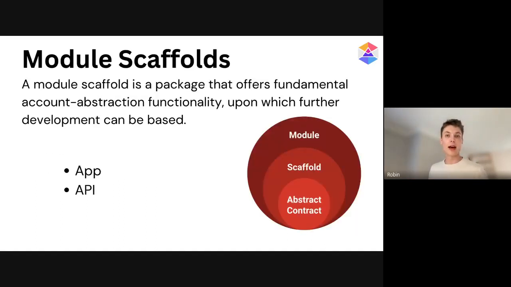So in order to build these modules, we came up with the idea of a module scaffold, and it is a package that offers fundamental account abstraction functionality that can be used to further develop your application on top of. So we're going to talk about this more when I go into the code. But for now, just know that we have two kinds of scaffolds. We have the app scaffold and the API scaffold, and I'm going to quickly go over them.